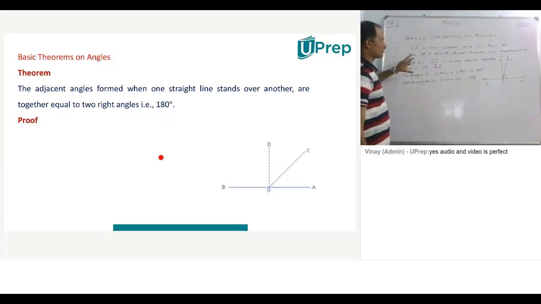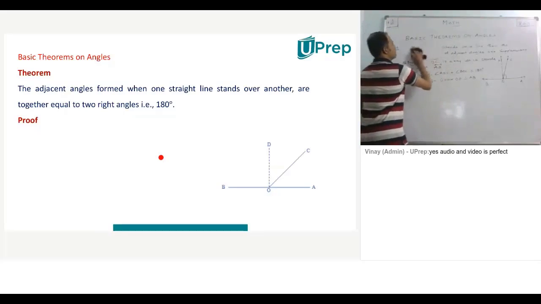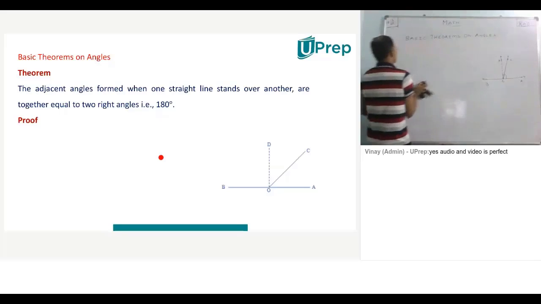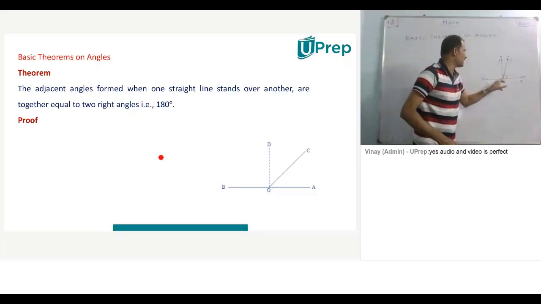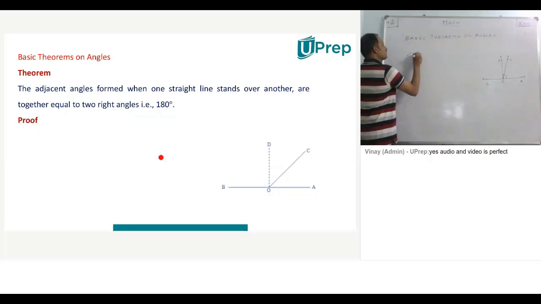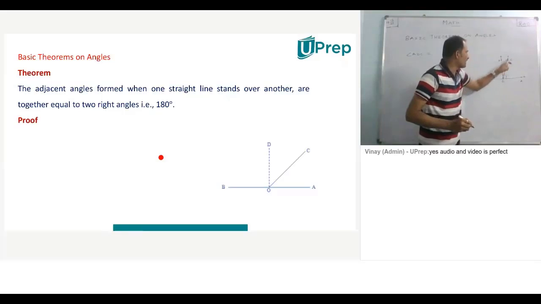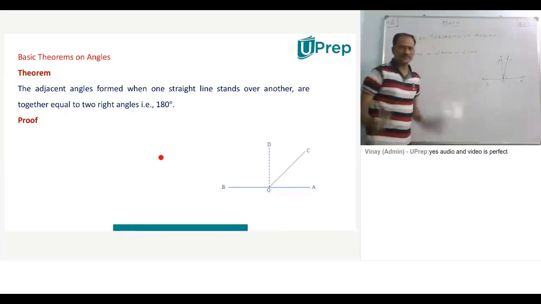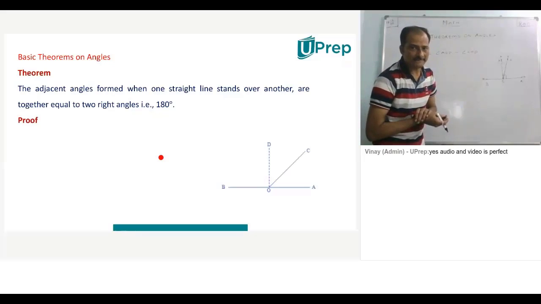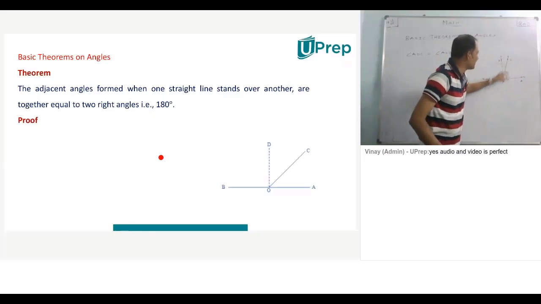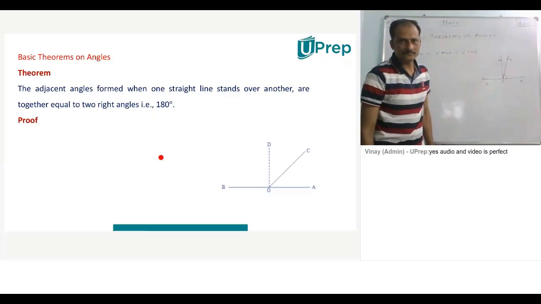I will erase the board. Are you comfortable? Shall I erase the board? Yes, sir. What we have to prove? We have to prove angle AOC plus angle BOC is equal to 180 degrees. Let us see. What will be the value of angle AOC? Can I write it as angle AOD minus angle COD? Angle AOD minus angle COD will be angle AOC. Yes or no? Yes, sir.